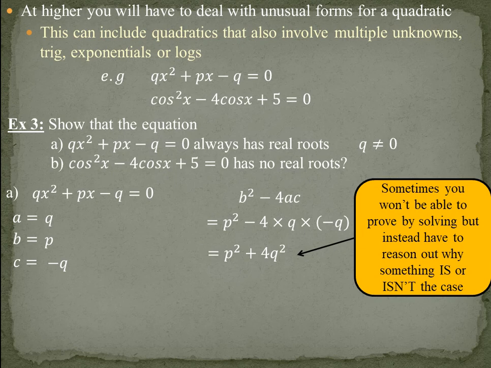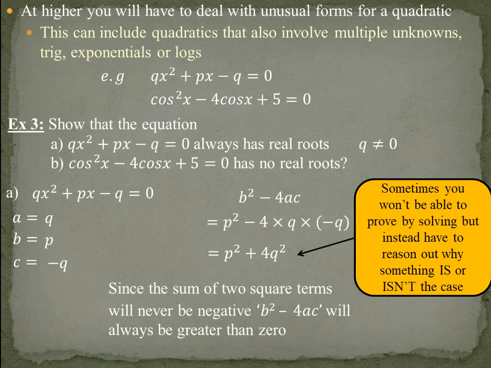Well, the key element to understand here is that it's p squared plus 4q squared. Now, since p and q are squared, the key feature of a square is that it will always be a positive answer. So since the sum of two square terms will never be negative, b squared minus 4ac will always be greater than 0. There's no possible way of getting a negative out when you're squaring, because the square will always rid you of the negative. So that's a reasoning question where there's no solving involved because of the two unknowns, but you can still reason out a statement that will always be true.